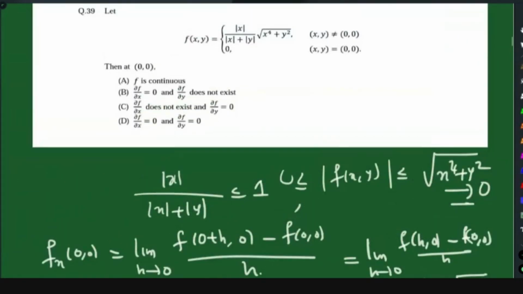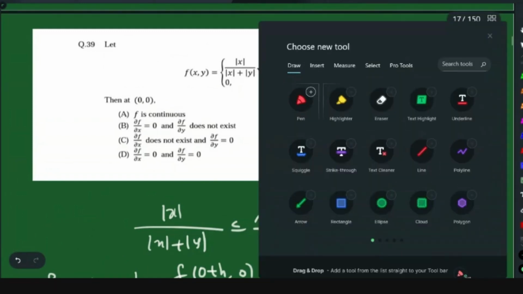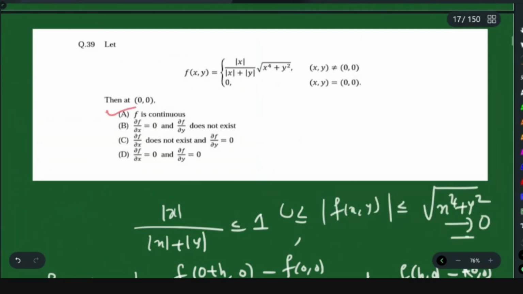So what are the correct options? First and last. Yes, f is continuous, and dou f by dou x at (0, 0) and dou f by dou y at (0, 0) are both 0. So these two are wrong. You understand that? Clear? Yes, sir. Okay.